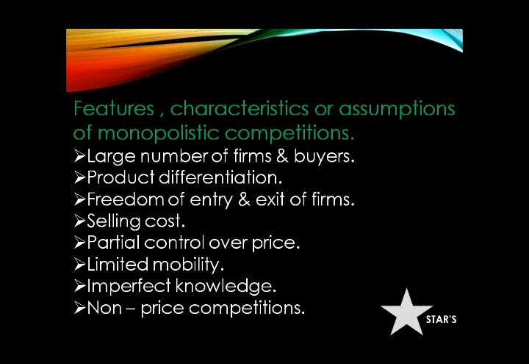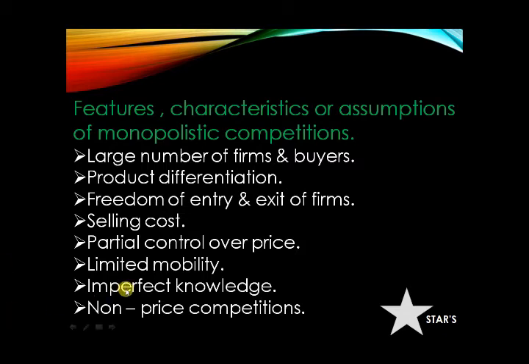Partial control over price. Each firm has limited control over the price of its product. The average and marginal revenue curves of the firm under monopolistic competition slope downward, as in the case of monopoly. It means if a firm wants to sell more units of its product, it will have to lower the price per unit, or only fewer units can be sold at a higher price. Product differentiation enables a firm under monopolistic competition to have limited control.